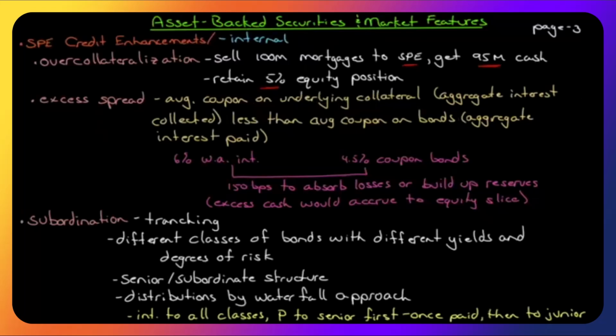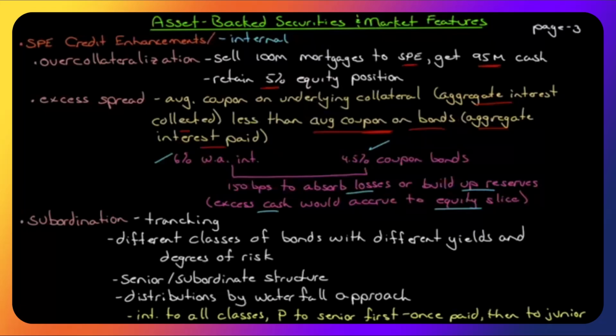Another one is excess spread. The average coupon on the underlying collateral less the average coupon on the bonds. Another way of saying that is the aggregate interest collected less the aggregate interest paid. So for example, the underlying pool of loans or bonds or mortgages could have a 6% weighted average interest rate associated with them. The bonds issued could be issued with a 4.5% coupon. So you can see there's 150 basis points of excess spread to absorb losses or build up reserves. Any excess cash after all the bonds are paid accrues to the equity slice.